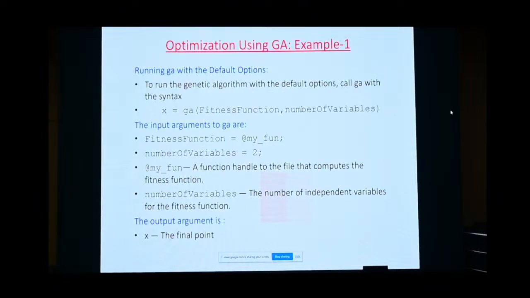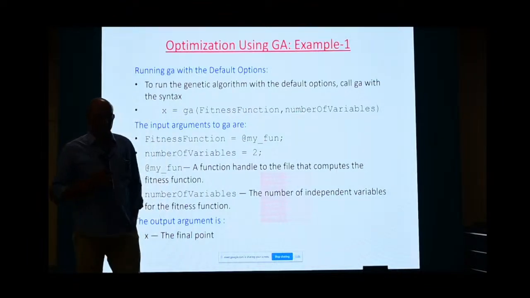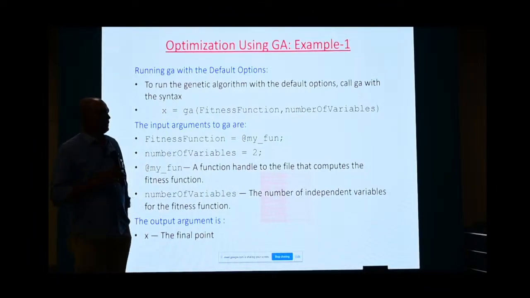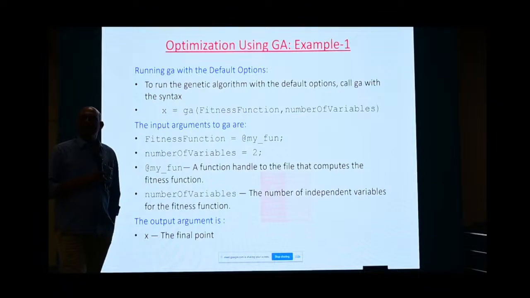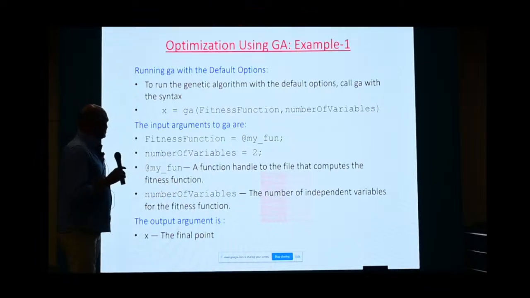If you don't specify anything, GA will take the default options. For example, the population you have not specified, so by default the population is 20, depending on the number of variables it will take 20 or 50, and the algorithm will run. Similarly, stopping criteria we have not specified, so by default there are already some parameters. I will show those parameters also. So it will run with those.